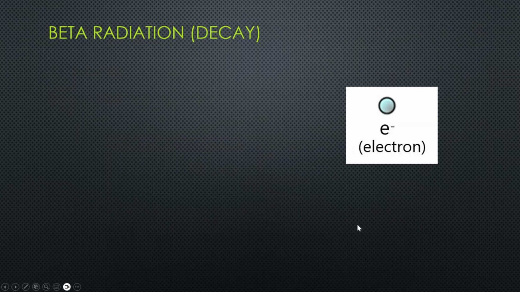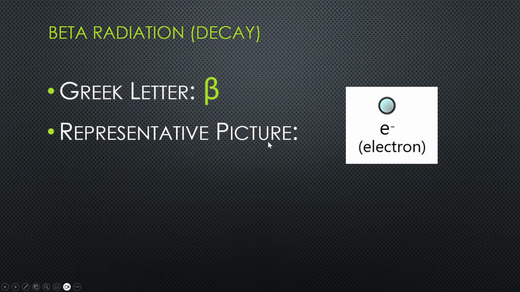All right, the second one we're going to talk about is beta radiation decay. In beta radiation decay, we are actually losing electrons. There's a couple different things that can happen in beta decay to lose that electron. But the first thing is the Greek letter we write as B. This is beta, the Greek letter beta. The representative picture is this here as an electron.